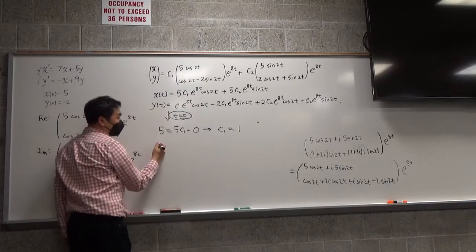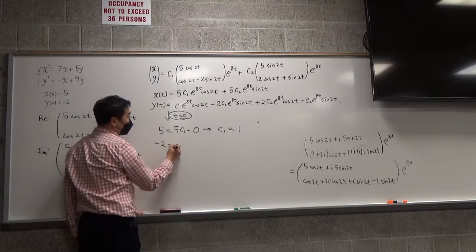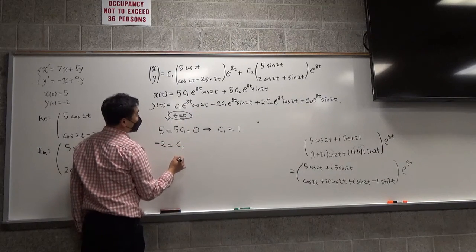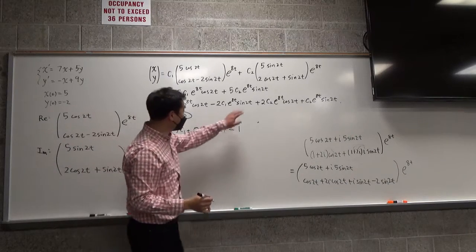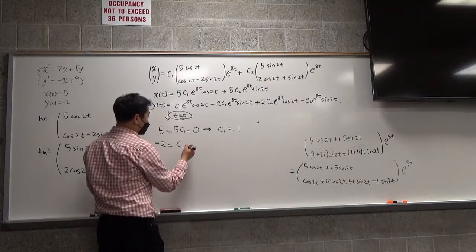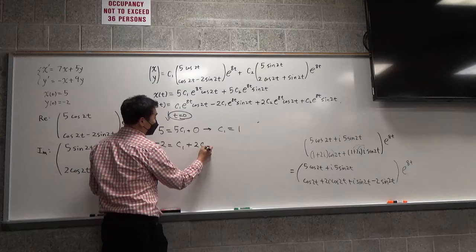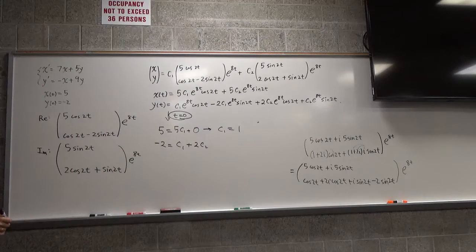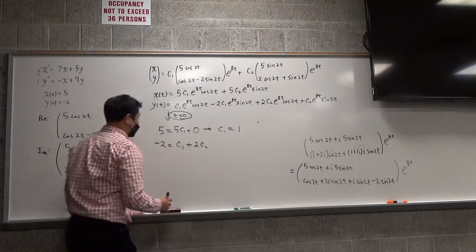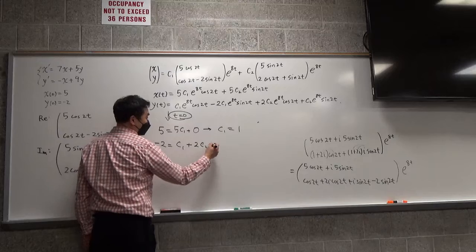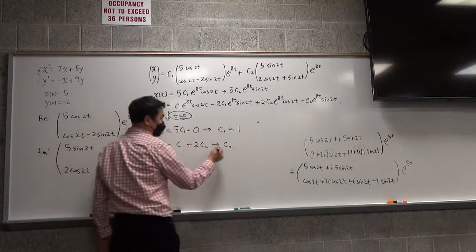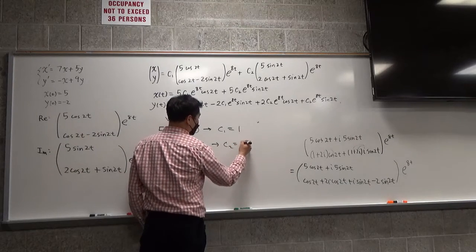How about this one? You get y of 0, which is negative 2. Cosine 0 is 1, so you get c1. On the other hand, anything that has sine in them, sine 0 is 0, so those go away. And you get plus 2c2. That's cosine 0 is 1, so that's going to be 1. And then plugging in 1 in here gives you that c1. Subtracting 1 on both sides, you get negative 3 equals 2c2. So c2 must be negative 3 over 2.